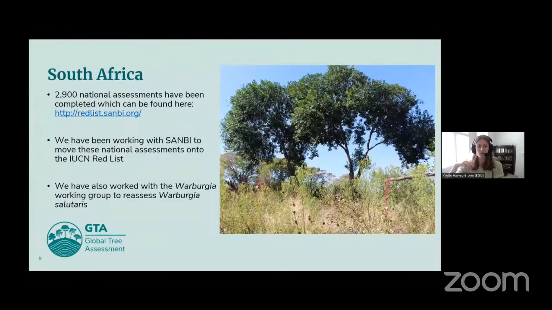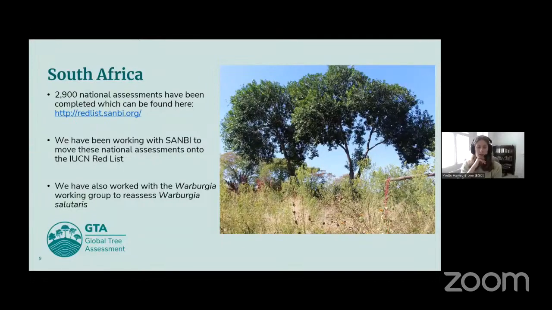So we've been starting with the endemic species, so those that are found just in South Africa, because there's no external distribution, we can pretty much export these assessments straight onto the IUCN Red List because there shouldn't be any changes. So we've done our first batch of those, which is great. They should be published in the not too distant future.